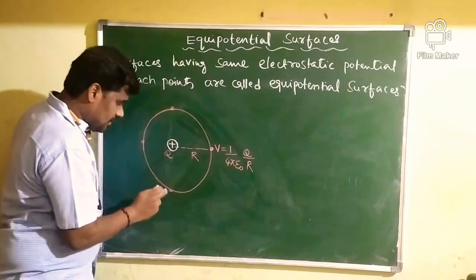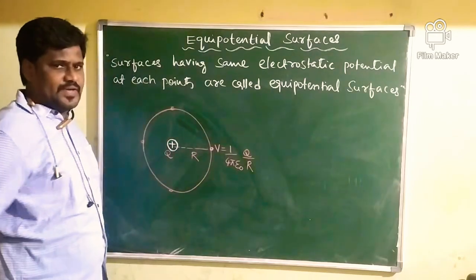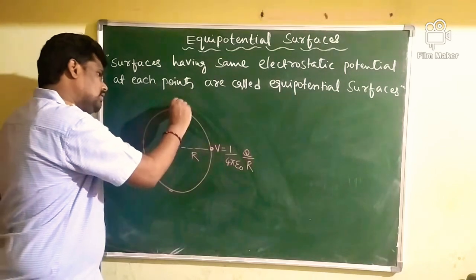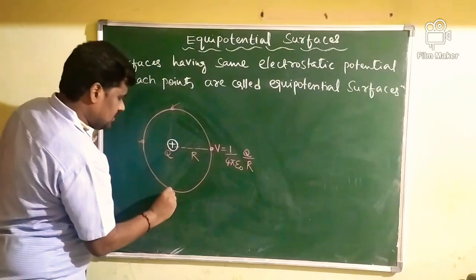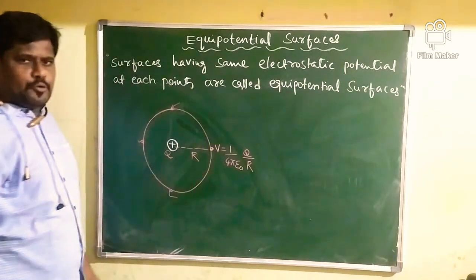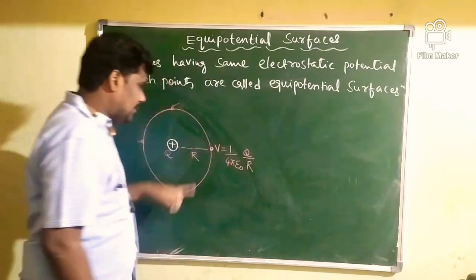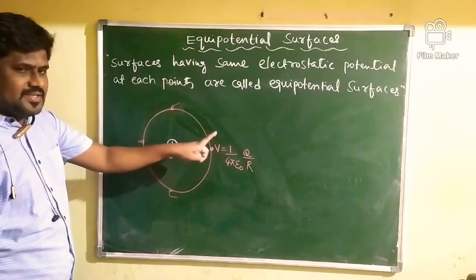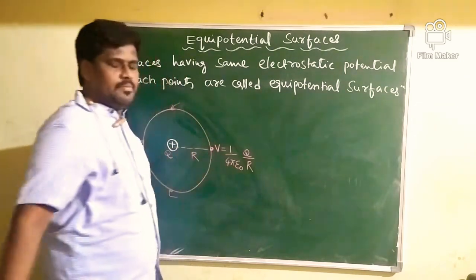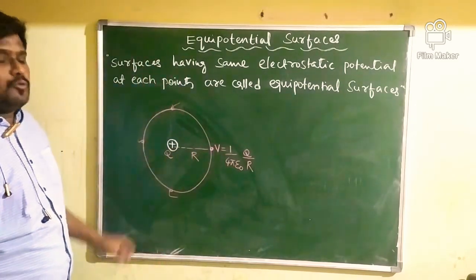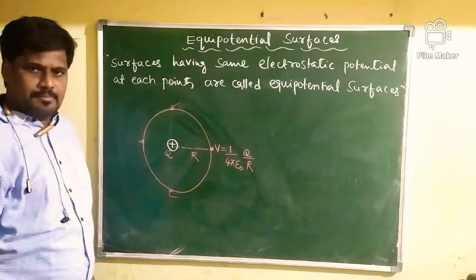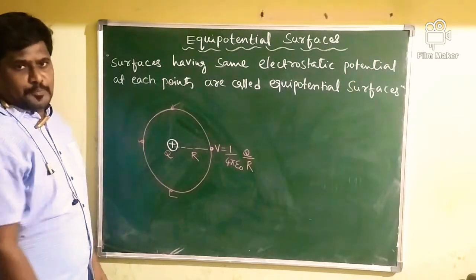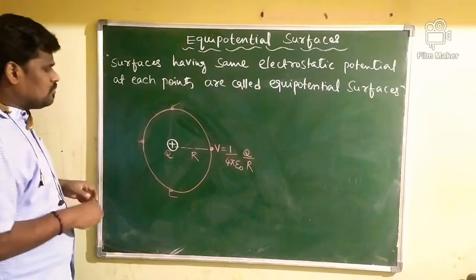Whatever points I am considering on the surface, all points are symmetric to the charge. So at all the points on this sphere, the electrostatic potential is the same, and its value is given by 1 divided by 4 pi epsilon naught q divided by r. So this surface is said to be an equipotential surface.